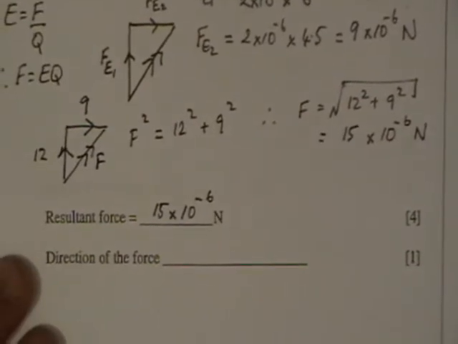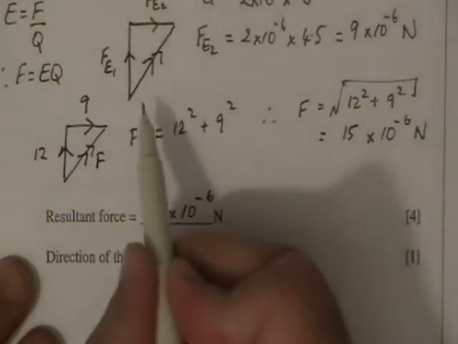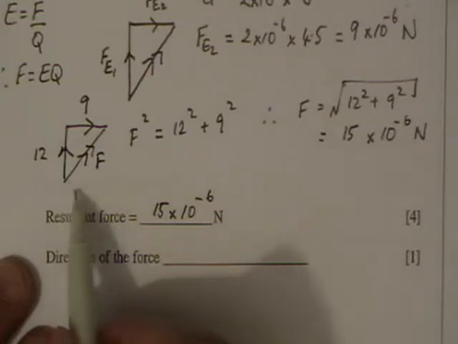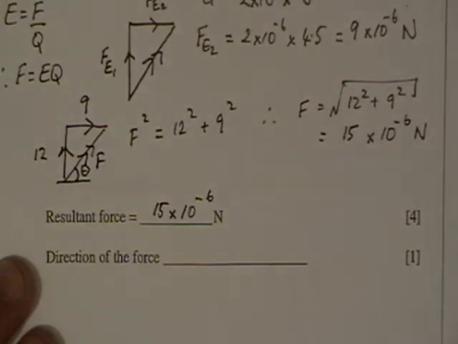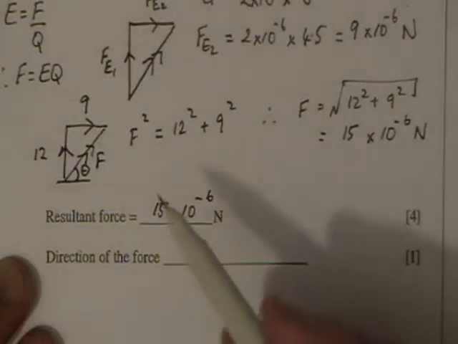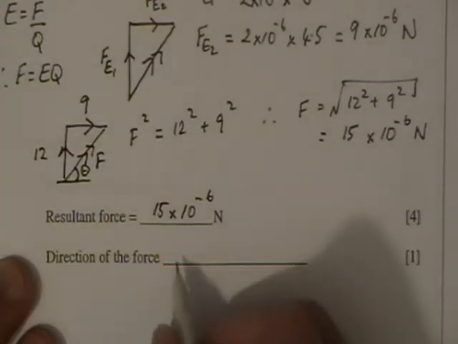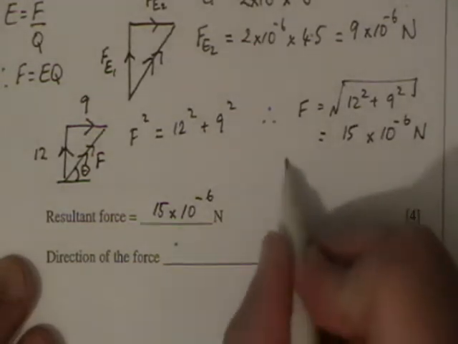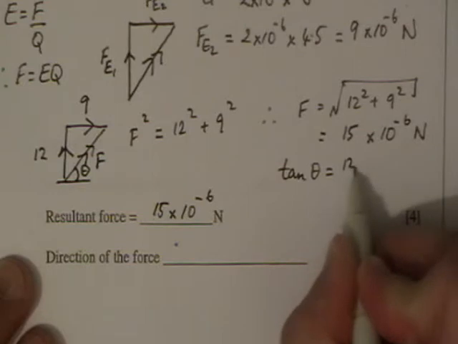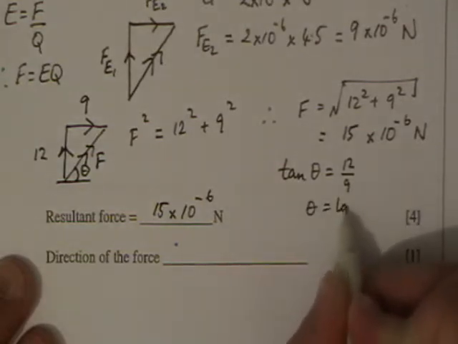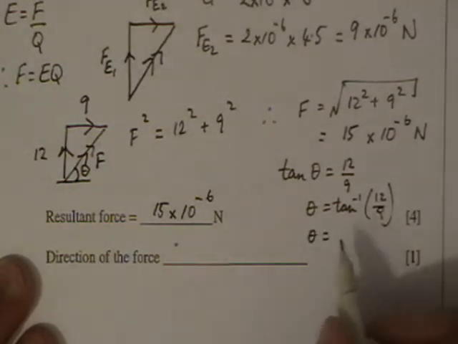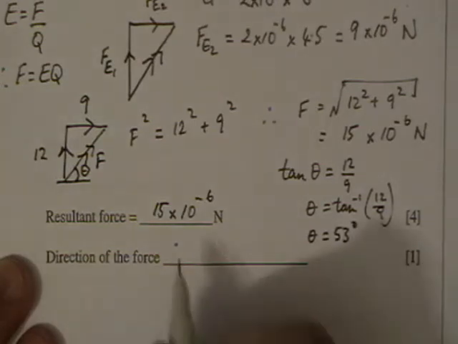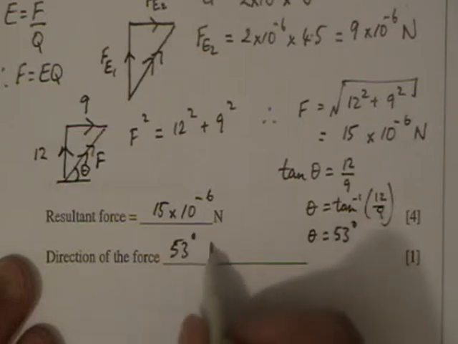The direction of that force, well, we're looking for the direction compared to the horizontal, remember, so if we consider here, that's the angle that we're looking for, so tan theta is equal to the opposite over the adjacent. So tan theta is equal to 12 over 9, so that means that theta is equal to the inverse tan of 12 over 9, and that means that theta is equal to 53 degrees. So the direction of the force is 53 degrees to the horizontal.